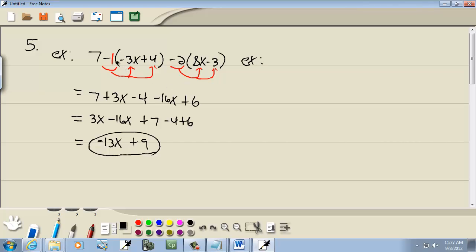Now the shortcut to that is, if you got a negative in front of your parentheses, just flip the sign of everything inside. So negative 3x becomes positive, the 4 becomes negative.